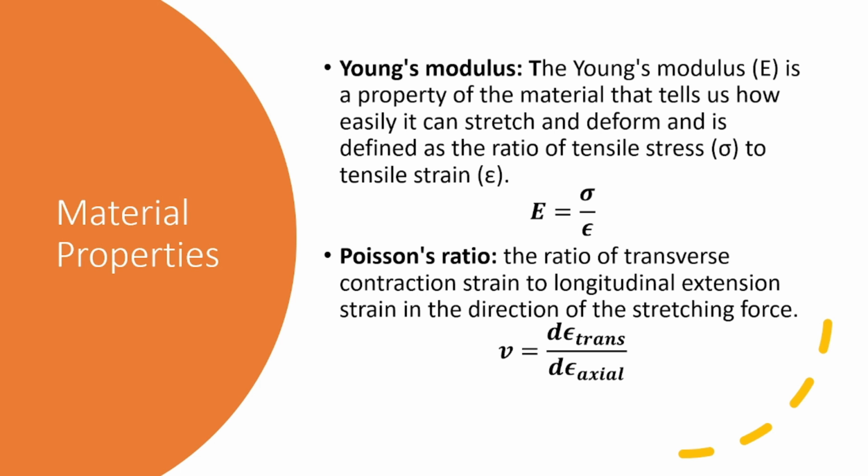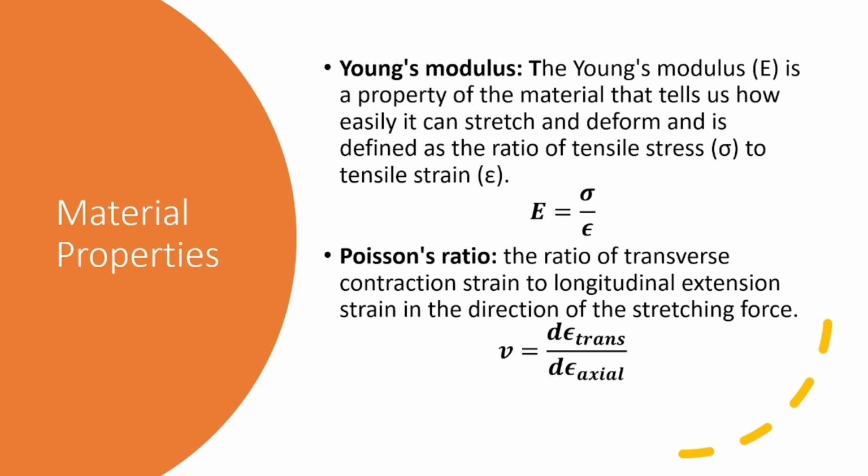A material with a high Young's modulus will be stiffer and more resistant to deformation than a material with a low Young's modulus. Poisson's ratio. This is a measure of a material's ability to deform in the lateral direction when subjected to an external load in the axial direction.